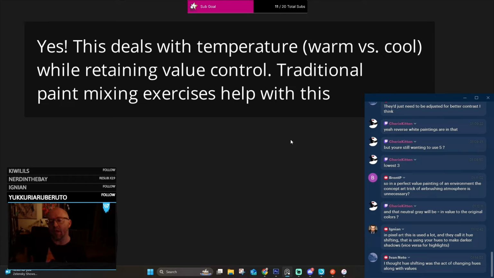Was the act of changing hues along with values? It can be, but there's also this thing called vibrating colors. What happens is whenever you have two colors that are different chromas and different intensities, but they're exactly the same value and they're right next to each other, it will give you a headache because your brain doesn't understand what it's looking at. It happens very rarely, but you can do it.